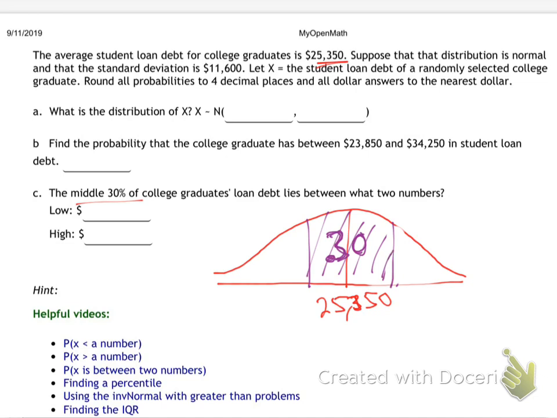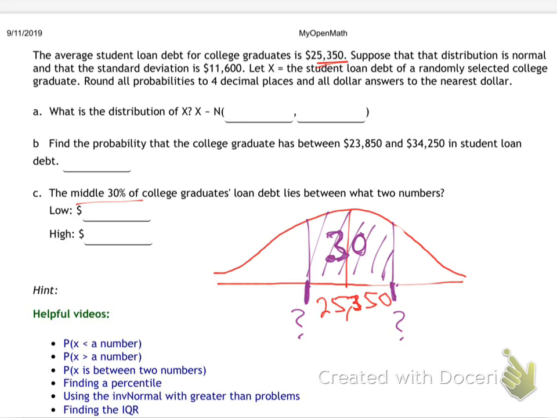Anyway, good so far? That's what they're talking about, right? They want me to find this edge and this edge. That's what they're asking. They're saying, what two dollar amounts surround the middle 30% of student loan debt? What is this number and what is that number? From where to where is the middle 30% of student loan debt?